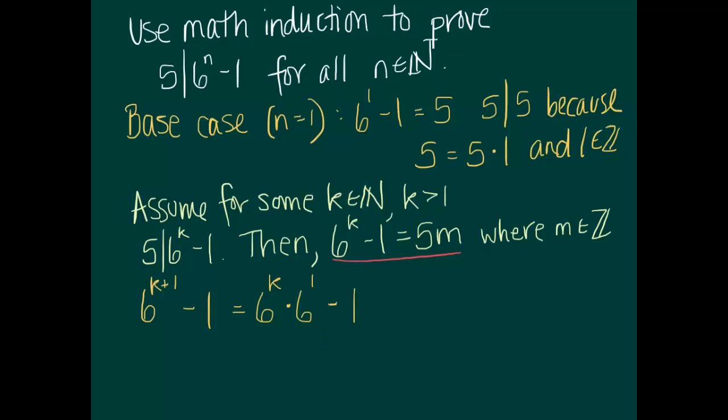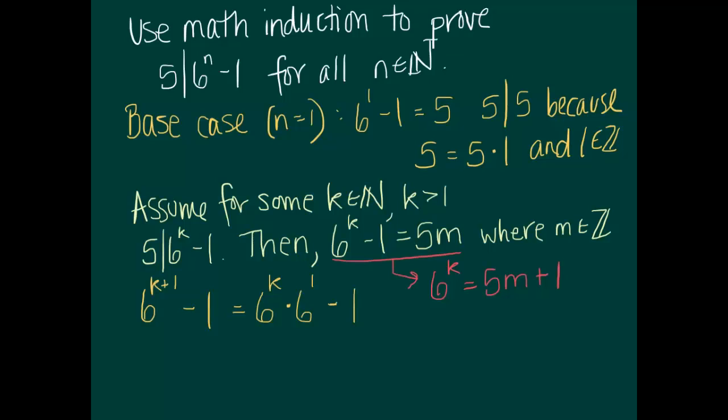Now it's time to use our induction assumption, what I've underlined in red. But I don't see a 6 to the k minus 1. I see a 6 to the k times 6 minus 1. Well, let's solve for 6 to the k in our induction assumption. I can say that 6 to the k is equal to 5m plus 1. All I did was add 1 to both sides.